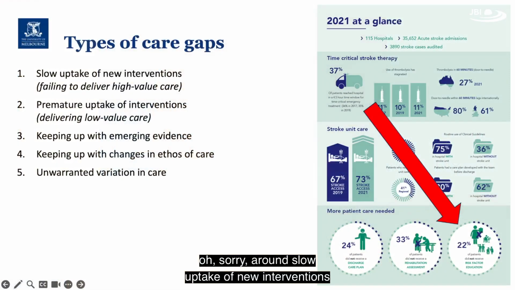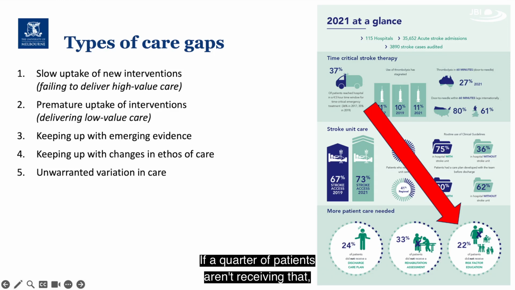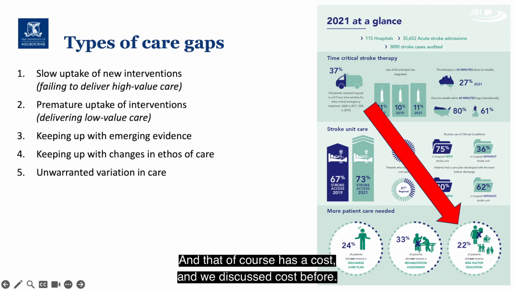An example from my field around slow uptake of new interventions or failing to deliver high care is in stroke. So in the most recent National Stroke Foundation audit, that's in the acute audit, we found that nearly a quarter of patients don't receive risk reduction education. And that's really important. If a quarter of patients aren't receiving that, they are more likely to experience another stroke, because we know that about 80% of strokes can actually be prevented through reducing these risk factors. And that of course has a cost, and we discussed cost before.